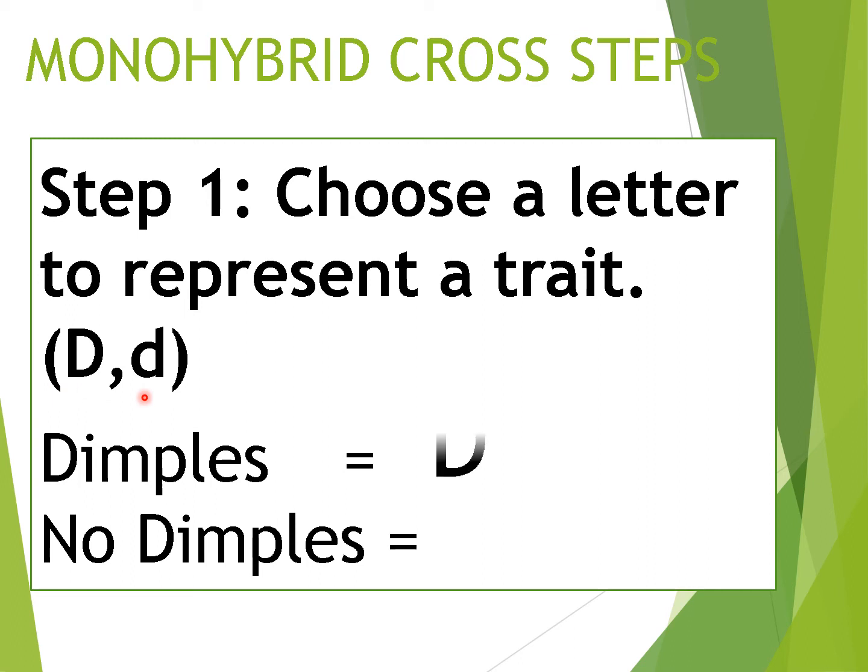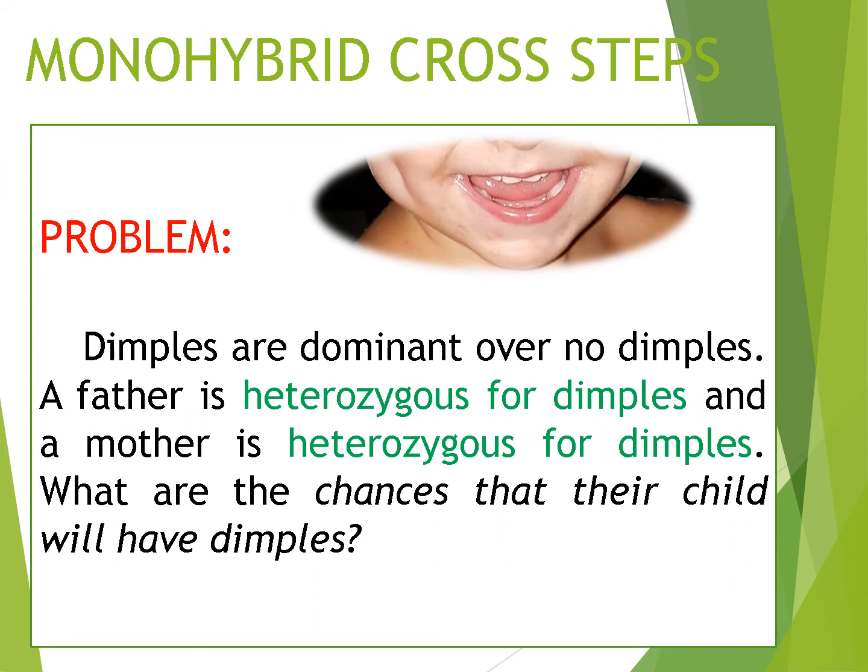We will assign the uppercase letter D to represent the dominant allele or the dominant trait. On the other hand, we will assign the lowercase letter d, or the recessive allele, to represent the recessive trait, which is no dimples. So let's read the passage again. Dimples are dominant over no dimples. A father is heterozygous for dimples, and a mother is also heterozygous for dimples, meaning both the mother and father have the same genotype, which is heterozygous for dimples.